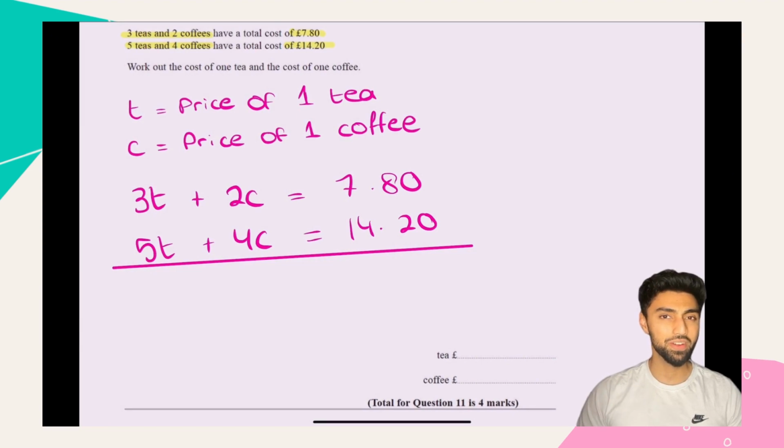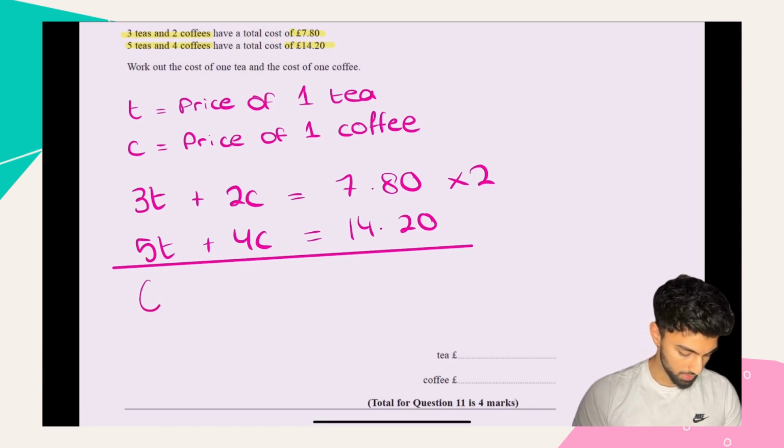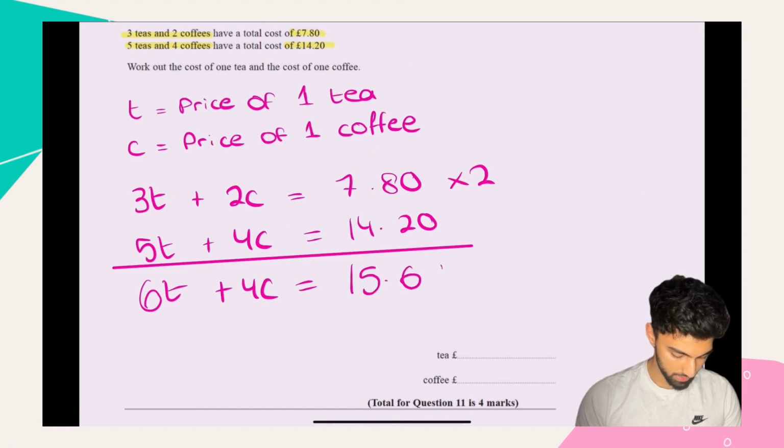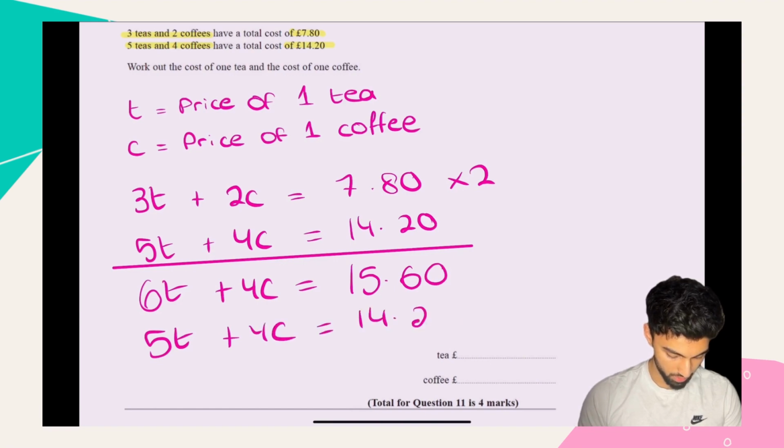Now, the method of elimination dictates that we need to have the same number in front of t or c in both equations. Because that isn't the case at the moment, we can achieve that by multiplying this first equation by 2. If we go ahead and do that, we would obtain 6t plus 4c being equal to 15.60, and the second remains as it is, so it's going to be 5t plus 4c equal to 14.20.